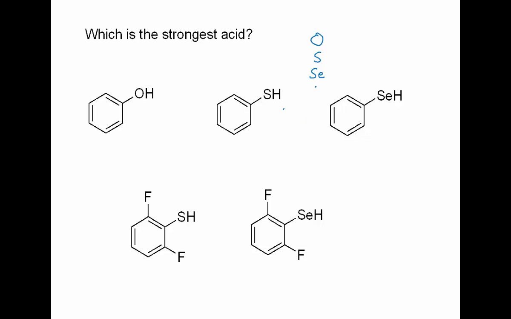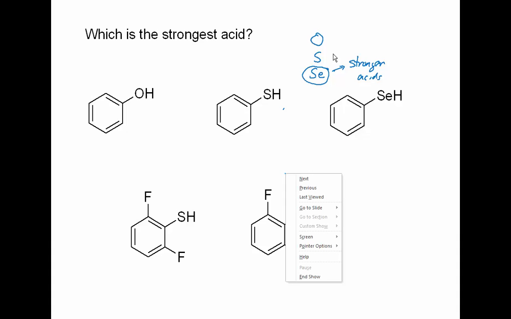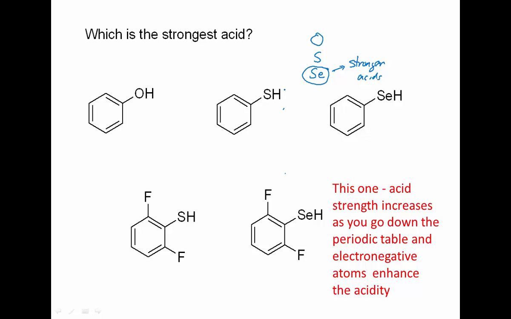We should choose the selenium compounds as the stronger acids. And if we had to choose which of these is the strongest acid, we're going to choose this compound right here, because acid strength increases as you go down the periodic table, and electronegative atoms enhance the acidity. So this has the fluorines, and it has the hydrogen attached to the element farthest down in the periodic table.